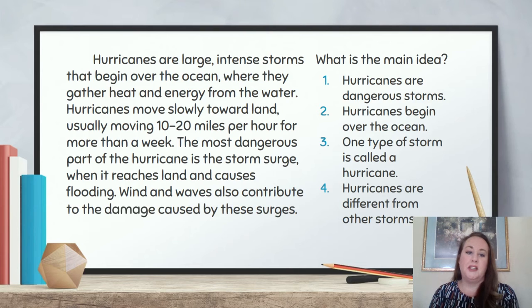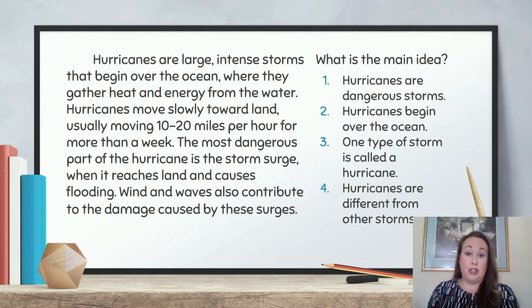Hurricanes are large, intense storms that begin over the ocean where they gather heat and energy from the water. Hurricanes move slowly towards land, usually moving 10 to 20 miles per hour for more than a week. The most dangerous part of the hurricanes is the storm surge, when it reaches land and causes flooding. Wind and waves also contribute to the damage caused by these surges.